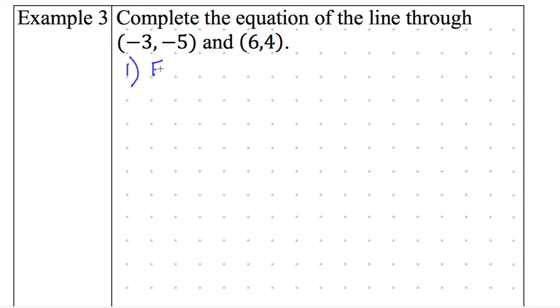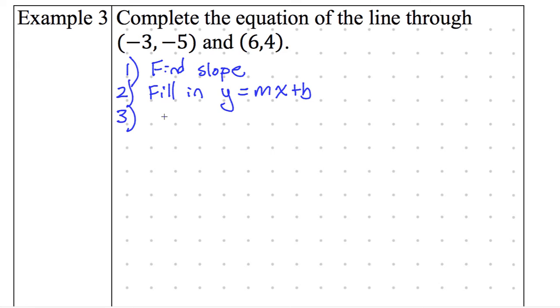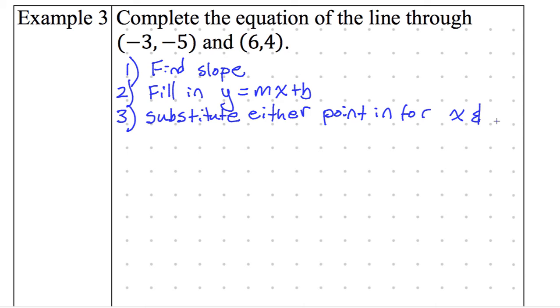Step 1, find the slope. Step 2, fill in the y equals mx plus b equation. Step 3, substitute either point in for x and y. And finally, step 4, solve for b. There are 4 steps to do this. There they are.